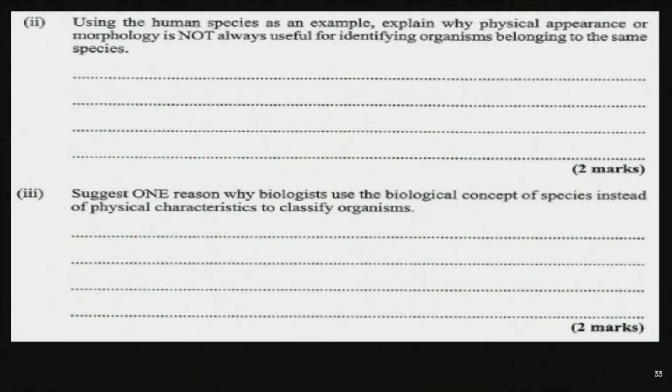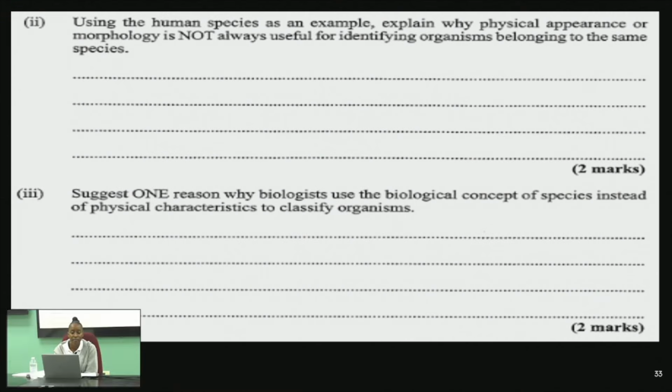The next part of the question says, using the human species as an example, explain why physical appearance or morphology is not always useful for identifying organisms belonging to the same species. All right, now physical appearance, if we're looking at the human species, has to do with hair type, complexion, height, what we might see as their silhouette or their shape. And what it's saying is that it's not always useful to identify organisms belonging to the species based on those characteristics.